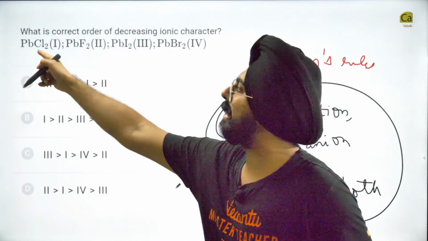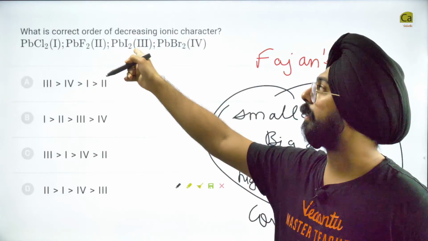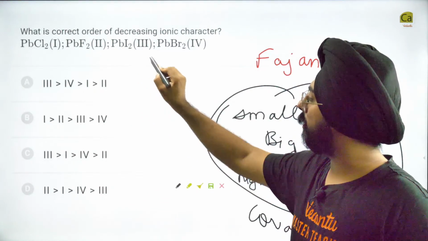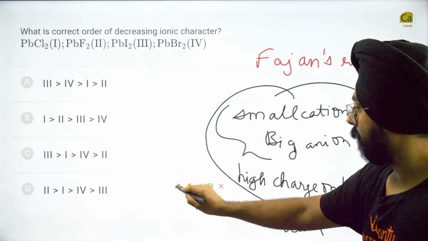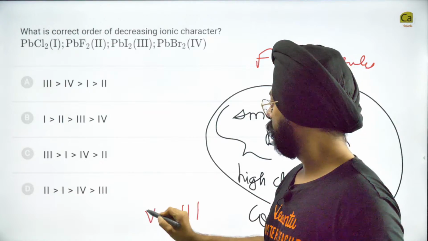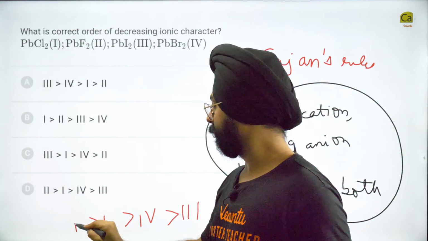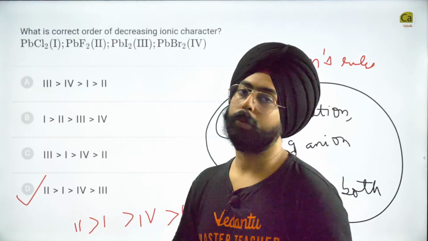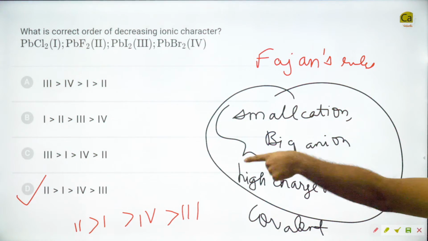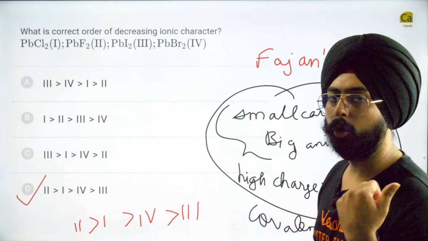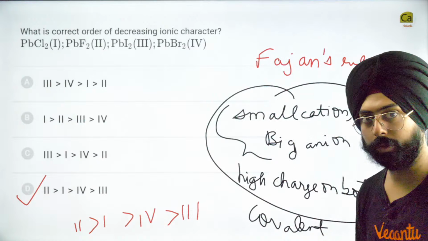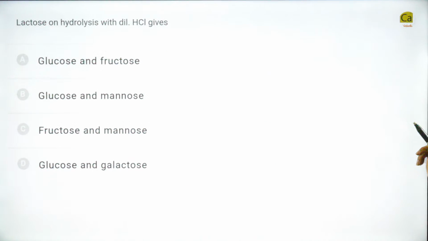Small cation, big anion, more charge on both is the recipe for covalent character. So over here, cation is the same in all of the cases. Anion, iodine is the biggest anion, so that is the most covalent. So PbI2 is structure number 3, the most covalent, so least ionic. Then you have bromine, then chlorine, then fluorine. 2, 1, 4, 3 should be the answer. Option number D. Basic application of Fajan's rules. This is the revision for Fajan's rules. So bigger anion is more covalent, smaller anion is less covalent over here. Fine, simple question. Let's move on to the next one.